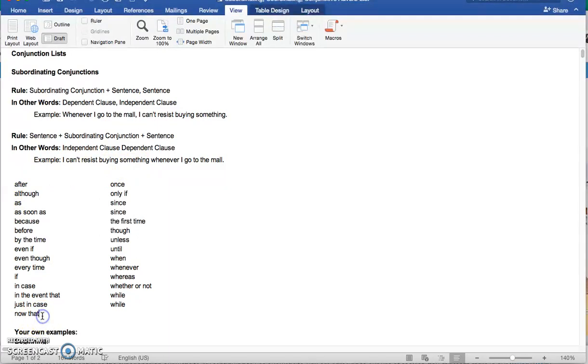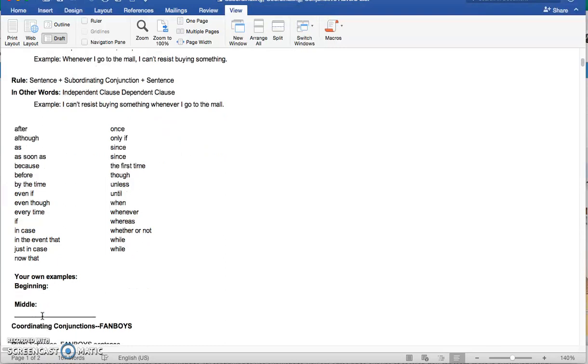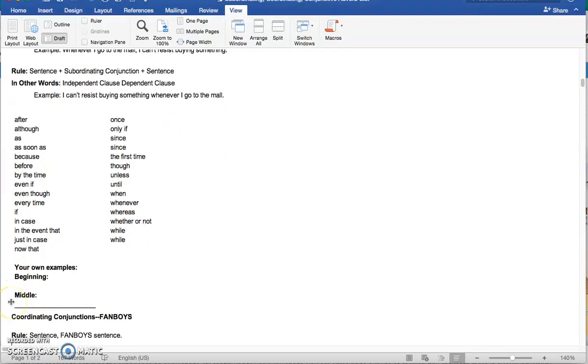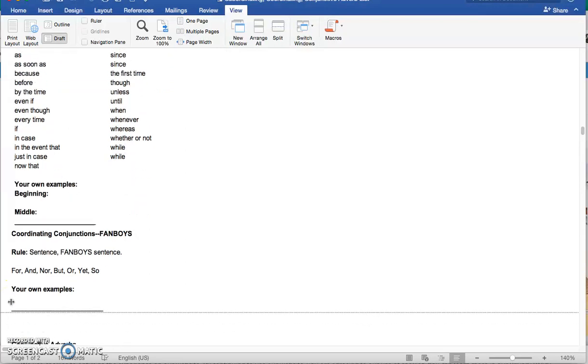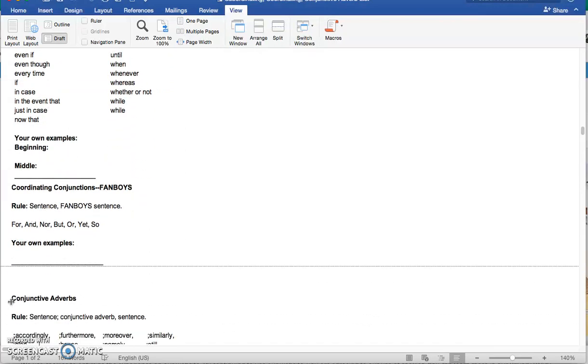You do not have to commit those to memory, but just understand that they are subordinating conjunctions. The more you use those, the more likely it is that you will remember. You do not have to create your own sentences, but it might not be bad practice. For the coordinating conjunctions, those are called the fanboys. Those are for, and, nor, but, or, yet, and so.